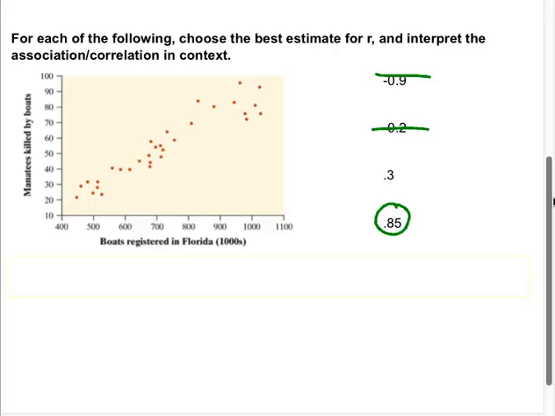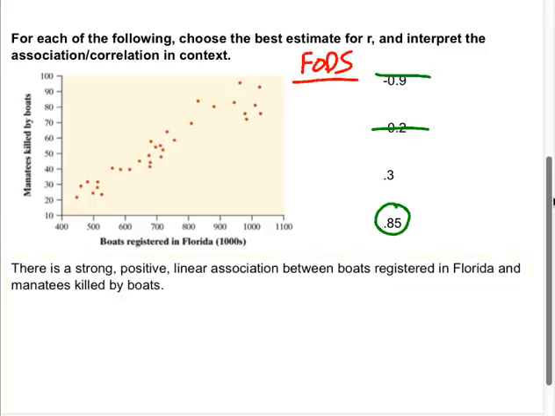And then interpret the association in context. Interpreting association is going to be FODS. Okay, whenever you're describing or interpreting association, we're talking about FODS. Okay, so here, there is a strong positive linear association between boats registered in Florida and manatees killed by those boats. Okay, note every piece of FODS is noted in there. So whenever it asks you to interpret or describe, this is what you should be doing for me, okay? Writing that nice complete sentence that I showed you yesterday.